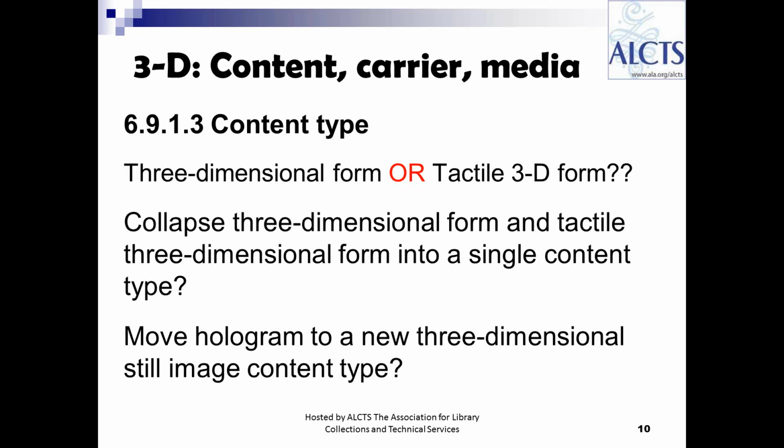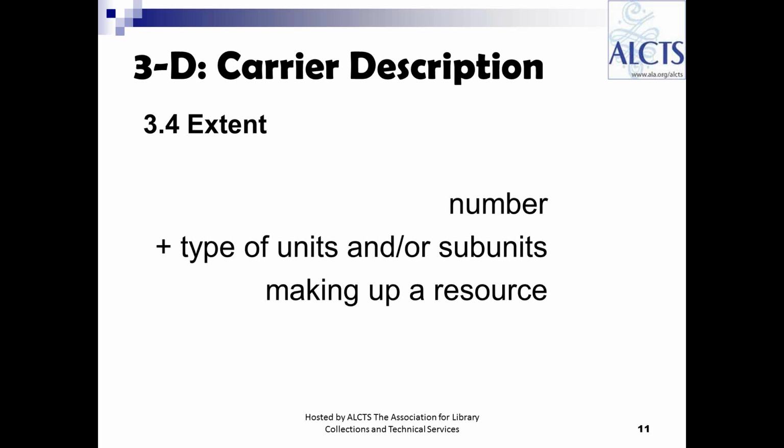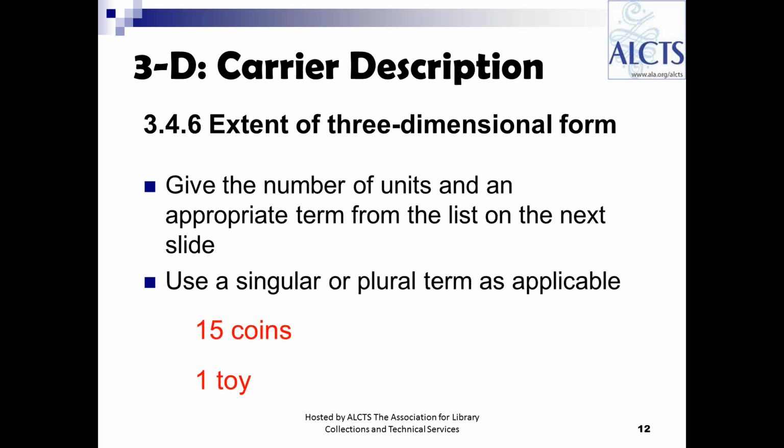I'm going to talk about carrier description next, starting with the extent element, which RDA defines as a number plus the type of units and/or subunits making up a resource. There's a special instruction for the extent of three-dimensional forms that says to give a number and the appropriate singular or plural term from RDA's list. The results look like we're used to doing now.